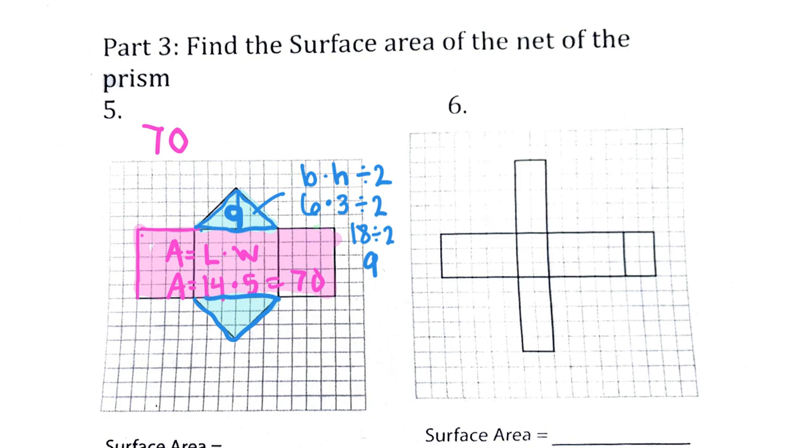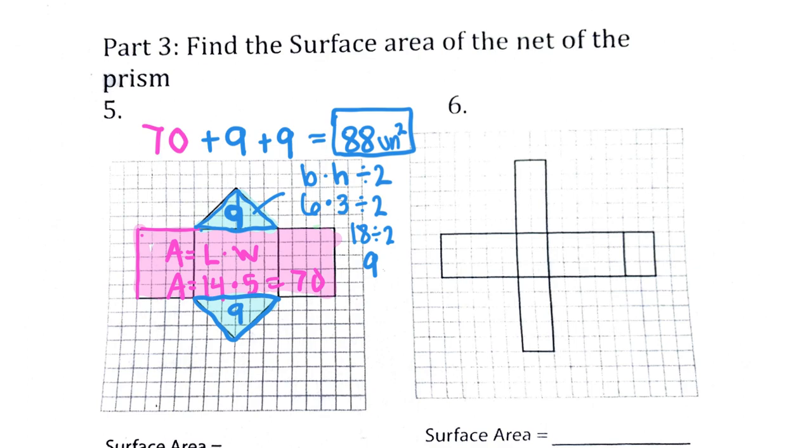And because bases are the same in a prism, the area of that triangle is 9 too. So we have 70 plus 9 plus 9. 9 plus 9 is 18. 70 plus 18 is 88 units squared. And it's units squared because it's an area. Area is always just squared.